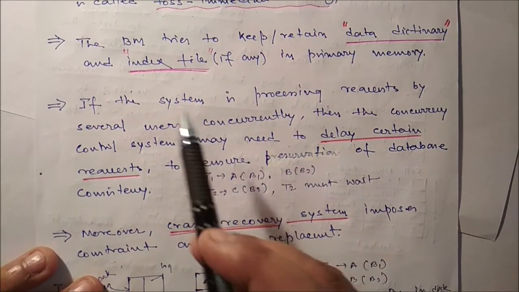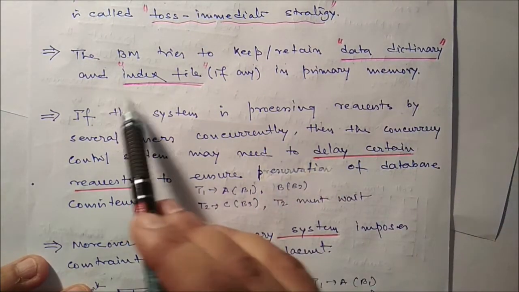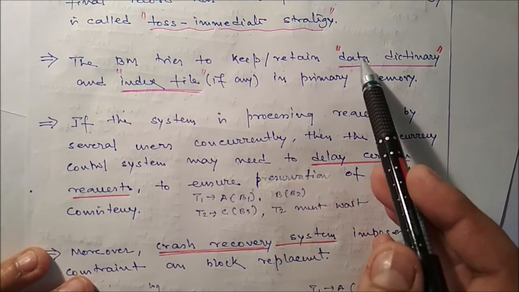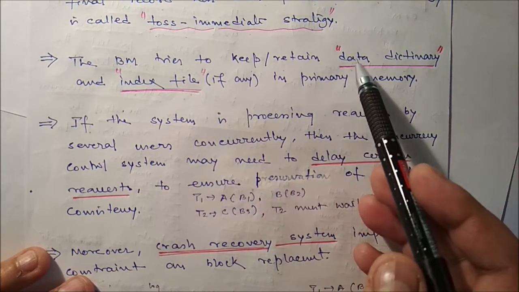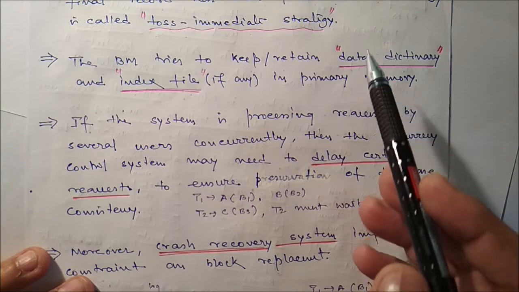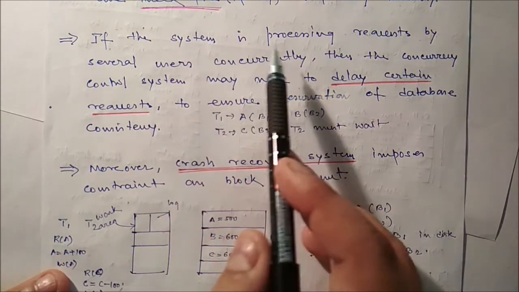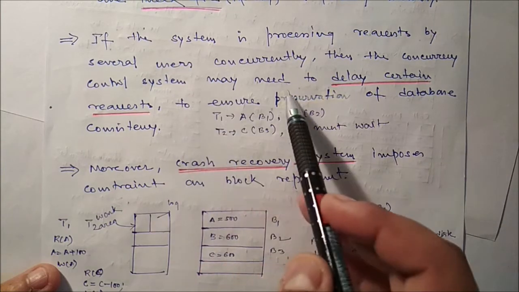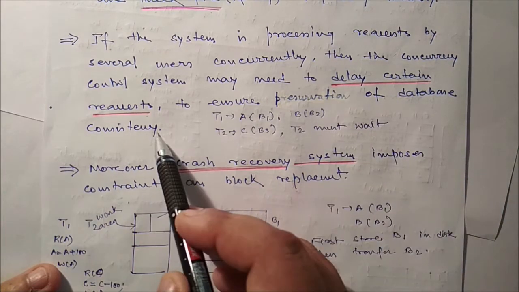Now note that the buffer manager tries to retain the data dictionary and the index file in primary memory, because these are the frequently used blocks. It keeps these two tables, these two blocks where this data is, in primary memory. Now, if the system is processing requests by several users concurrently, then the concurrency control scheme may be used to delay certain requests, to ensure preservation of database consistency.